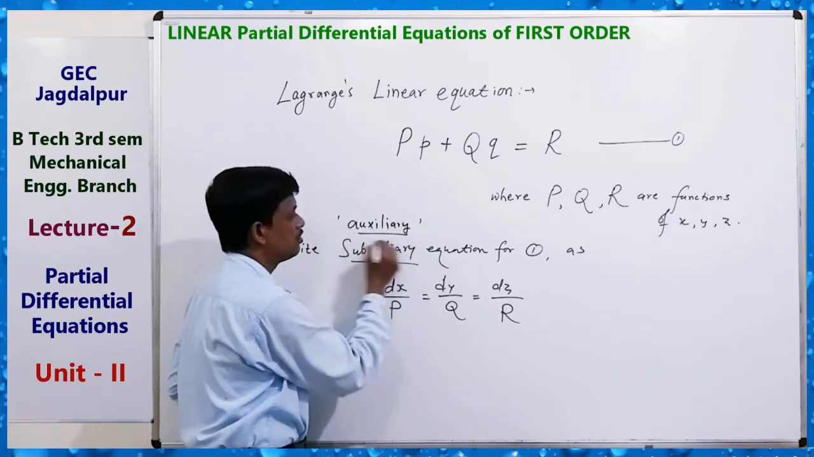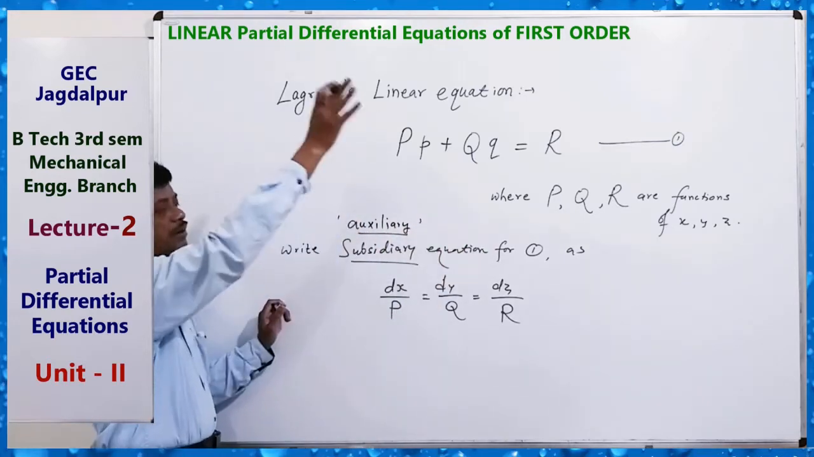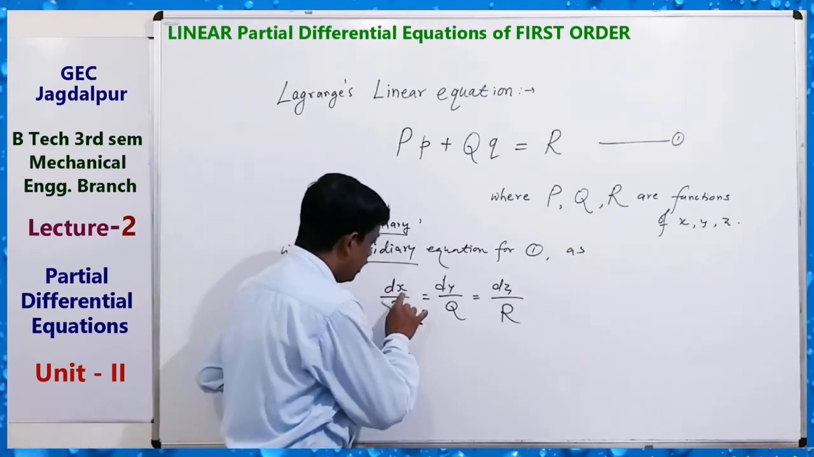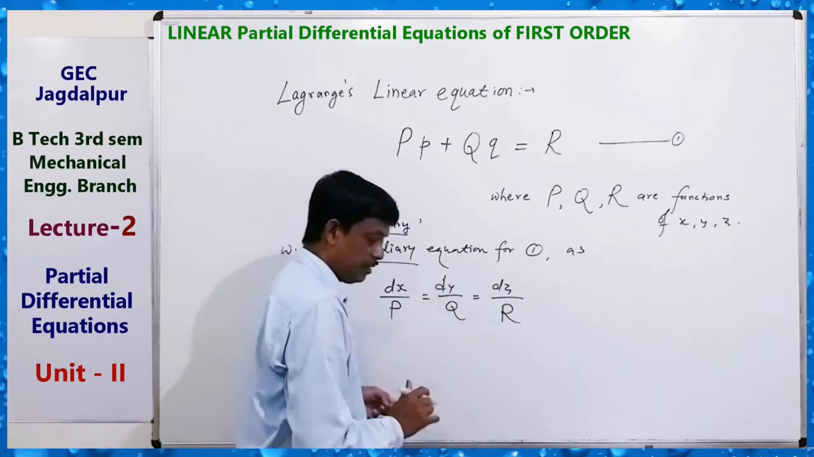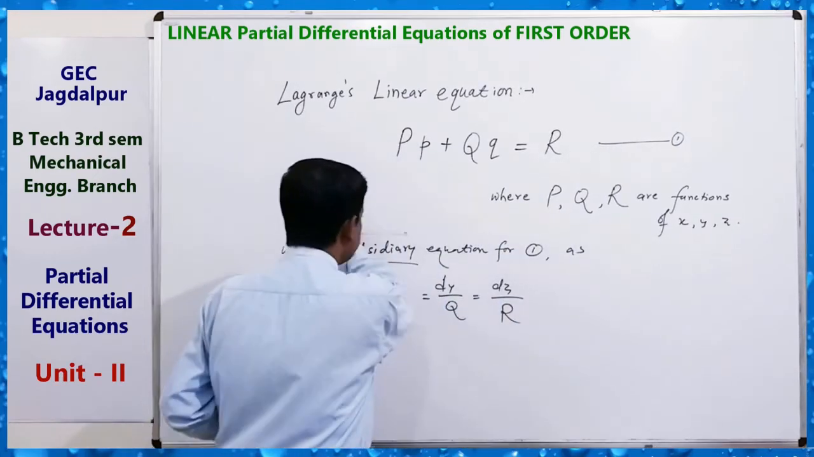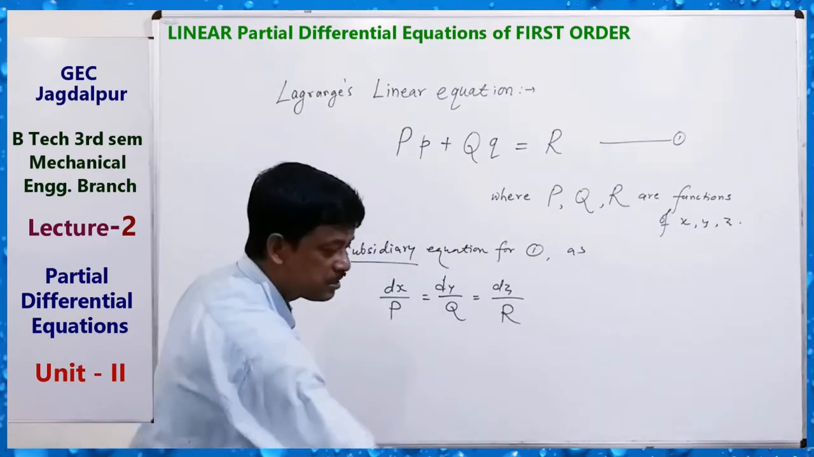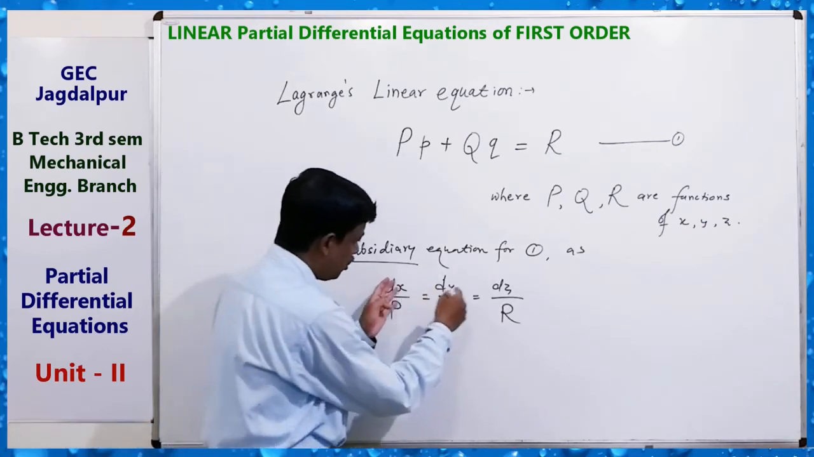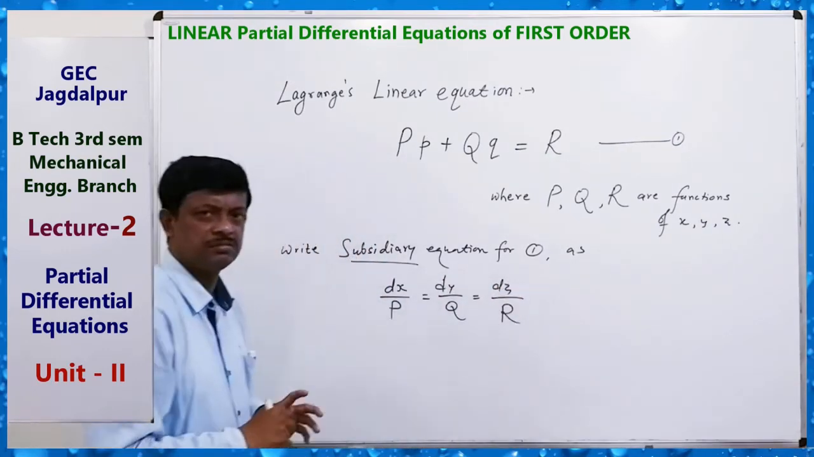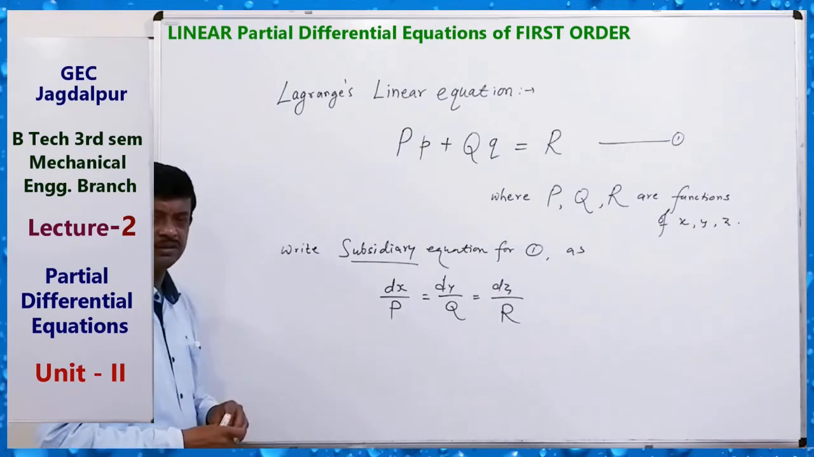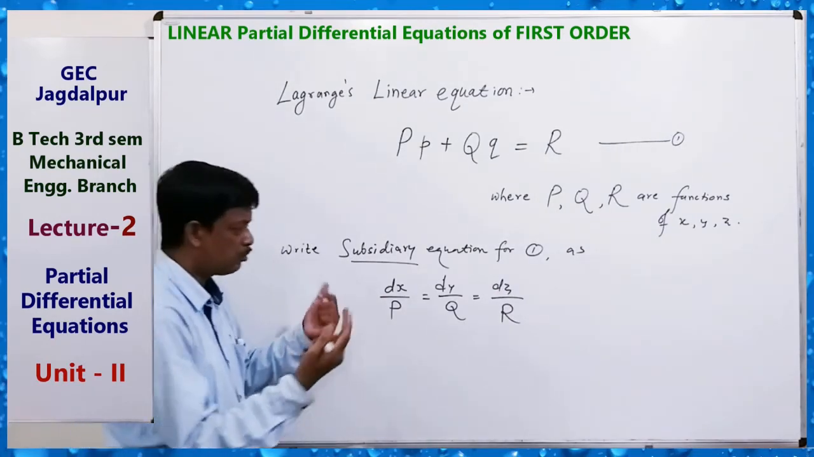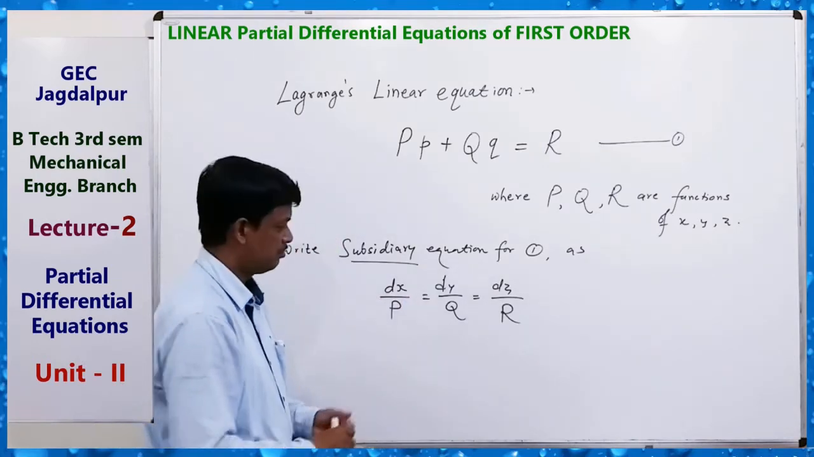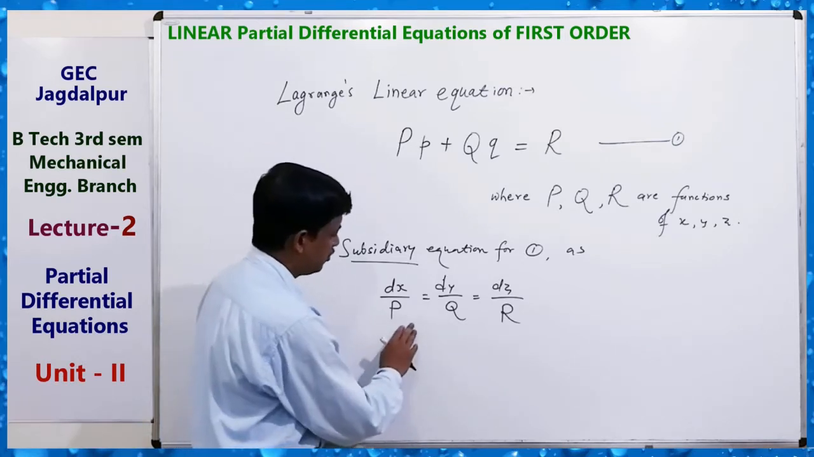Maybe also called the auxiliary equation for the given partial differential equation. You have to write it. Now, solving this simultaneous equation, take either of these two or these two or these two as possible. We have to take two ratios equal for simple calculation.